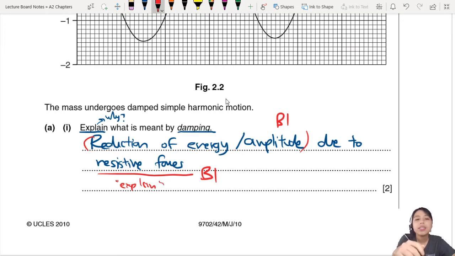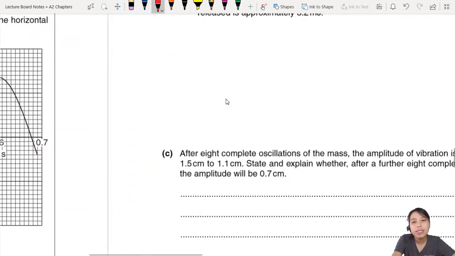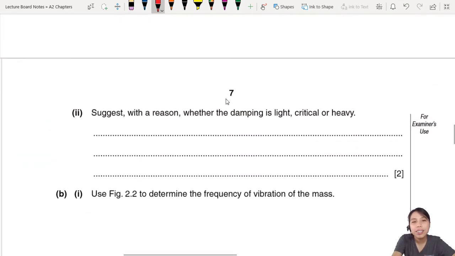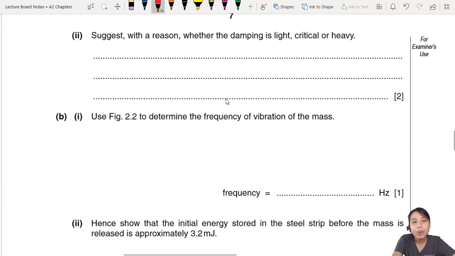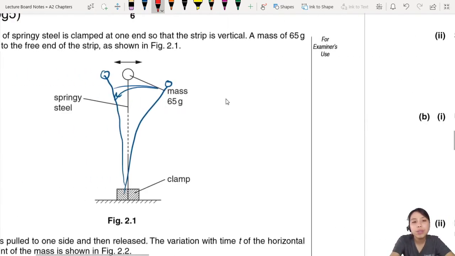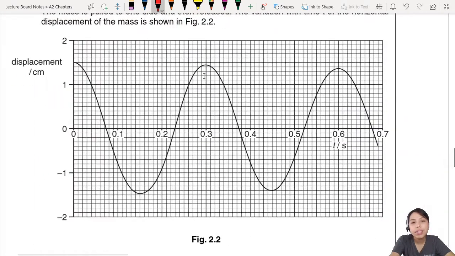Now the next part is things you have to do with the graph already. First one, suggest with a reason whether the damping is light, critical or heavy. So you have to remember how the graphs look like. And you see this one? It still goes up and down, up and down. Still got a few oscillations. So it's probably light damping. But you need to describe that in words.